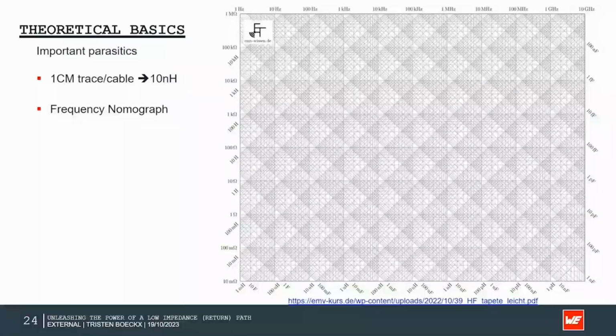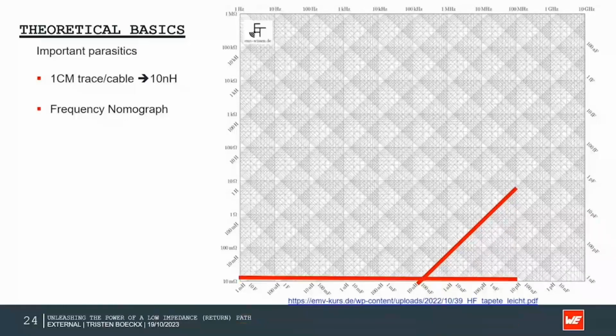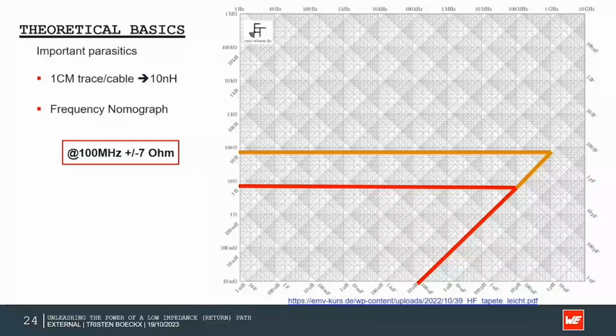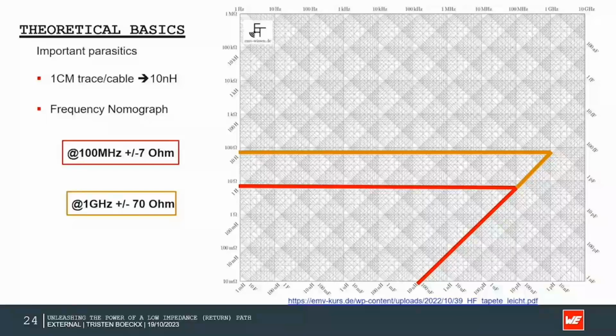inductance. As a rule of thumb, we can say that every centimeter of trace or cable is 10 nanohenries. As we put this to the test, starting from a 10 nanohenry inductance at a frequency of 100 MHz, we have approximately an impedance of 7 ohms. When doing the same mathematical approach, we can see that this is almost 70 ohms.